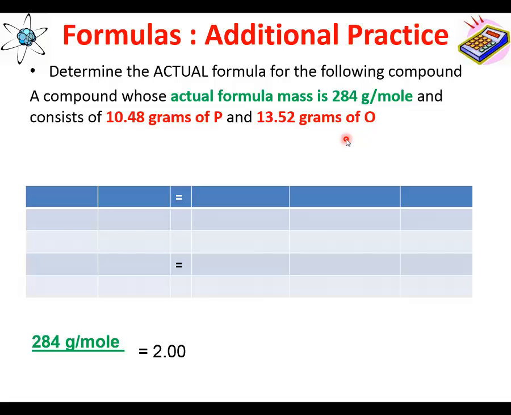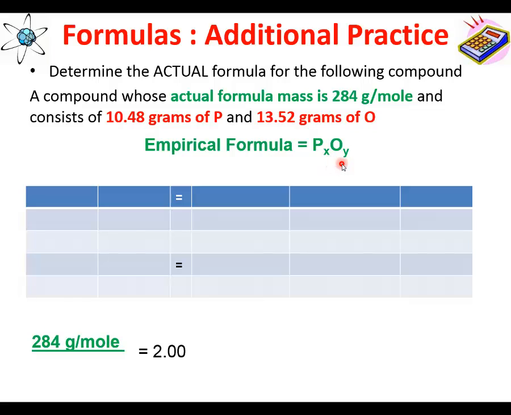If I'm given grams of each element in my sample rather than mass percents, then don't assume a 100 gram sample. We don't have to do that necessarily. If I'm given gram quantities, I can still convert these gram quantities to moles and find my simplest molar ratio. Okay, so I'm trying to find the empirical formula for this compound that has phosphorus and oxygen. So I want to know X and Y.